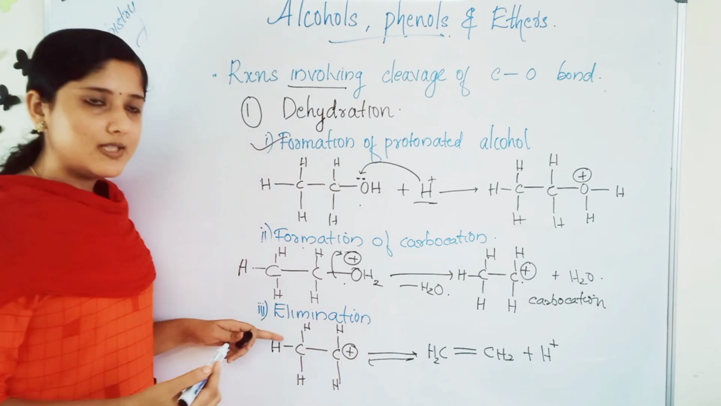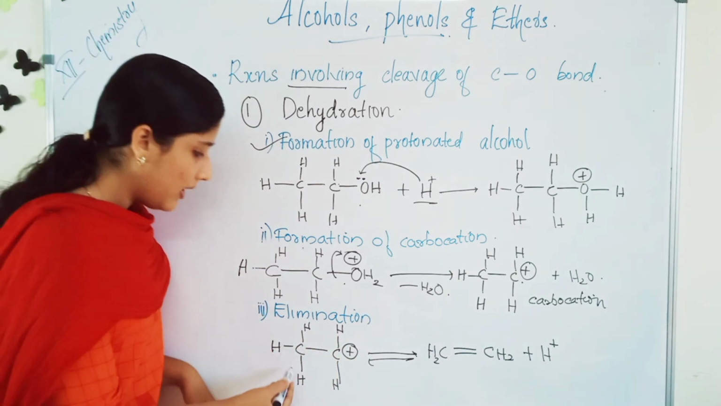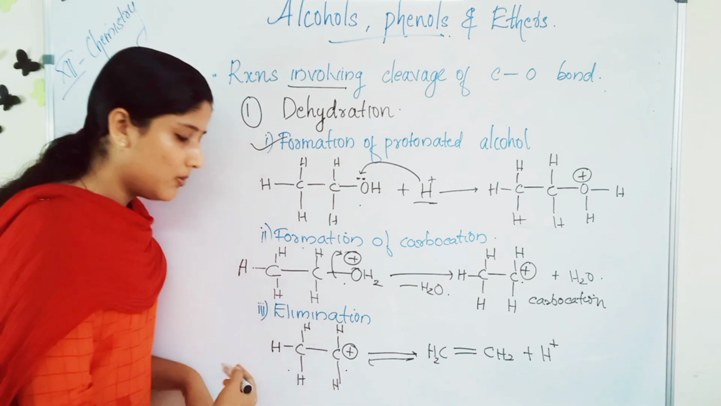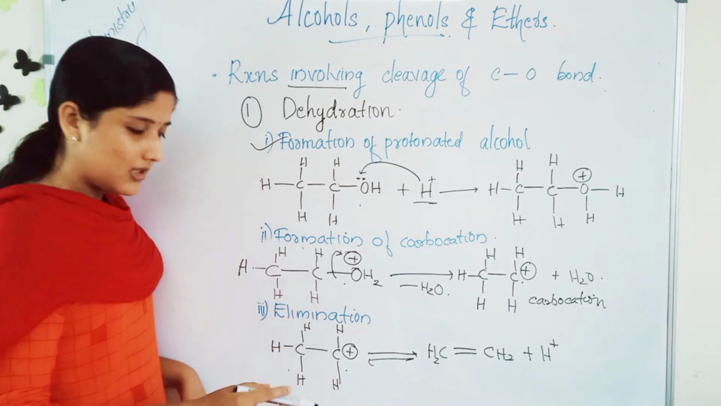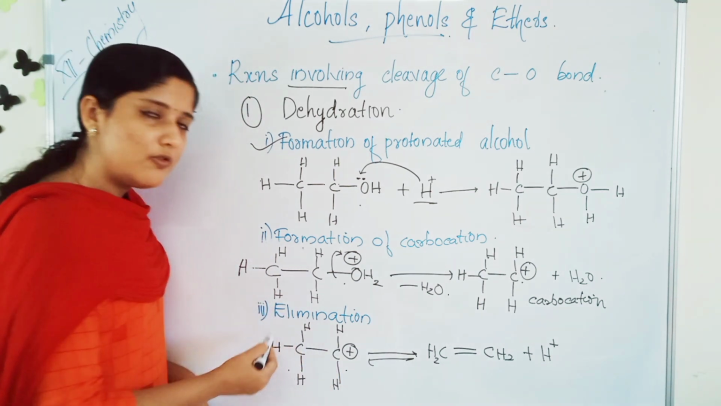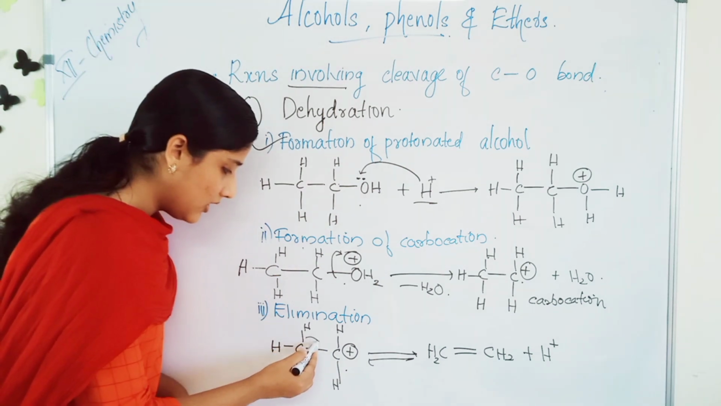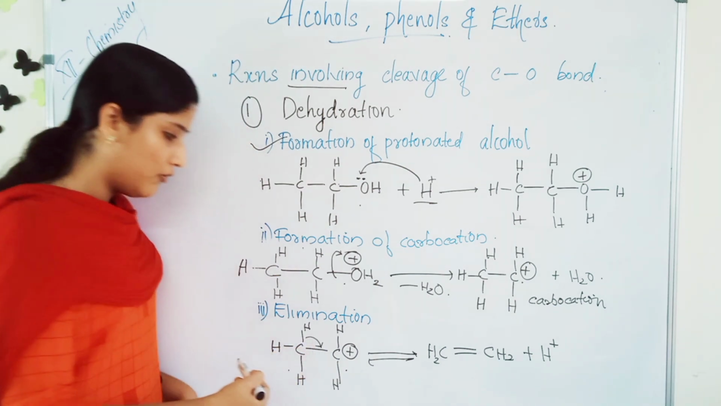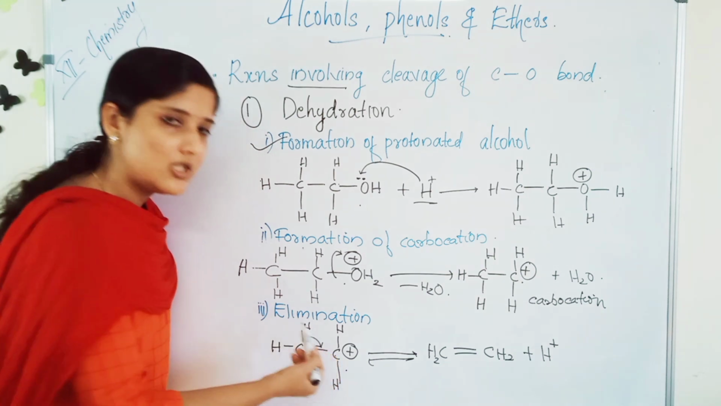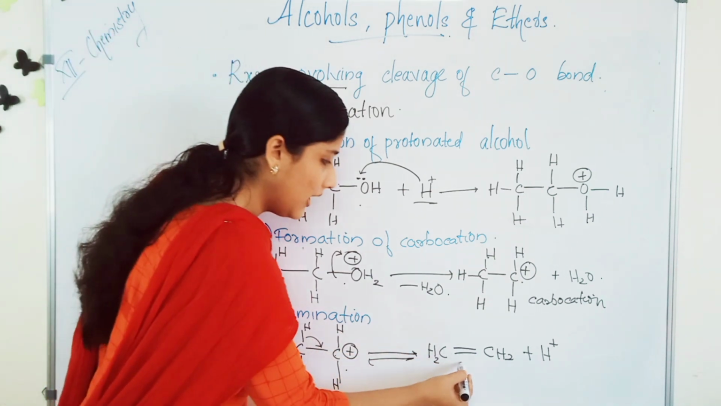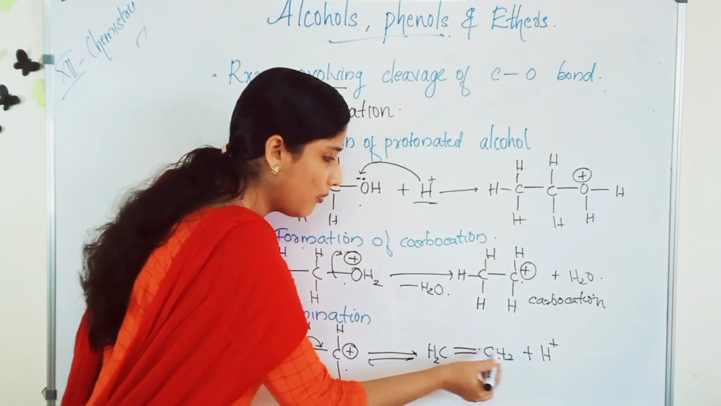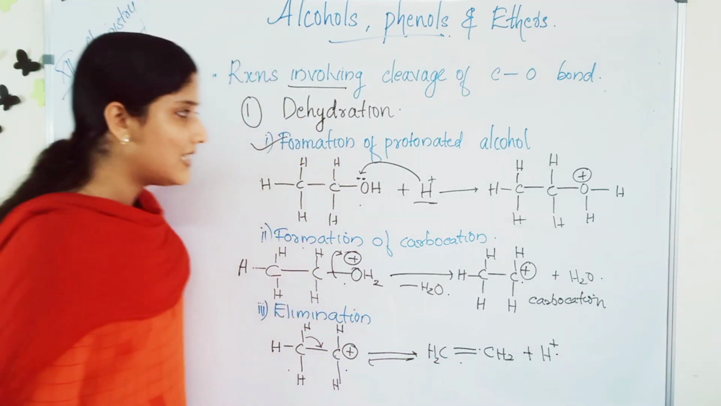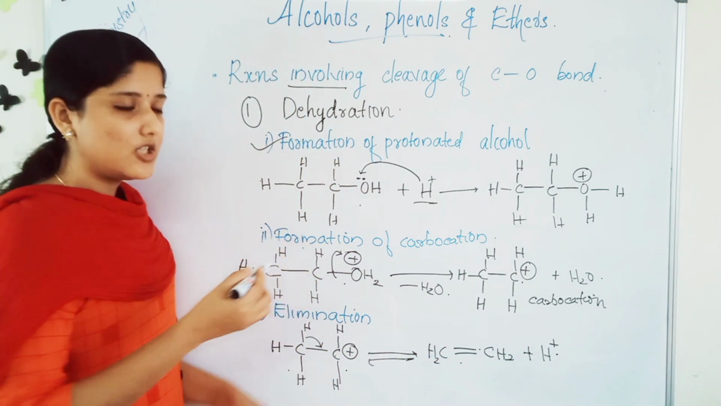The last step is the elimination process. From a carbocation, this carbon is electron deficient, isn't it? So a hydrogen from the next carbon will migrate and a double bond forms here. The carbon's positive charge will be neutralized. So you will get a double-bonded carbon plus H+. This is the dehydration mechanism.